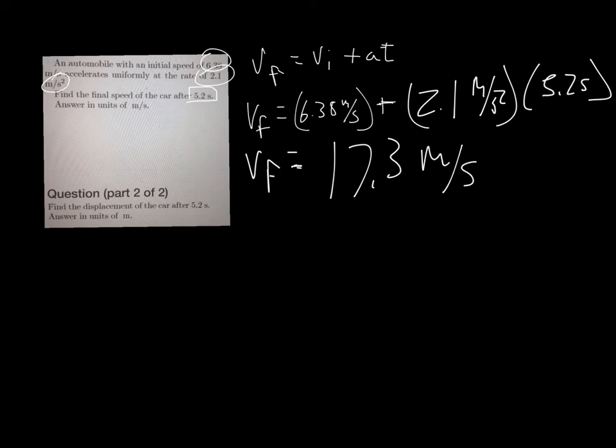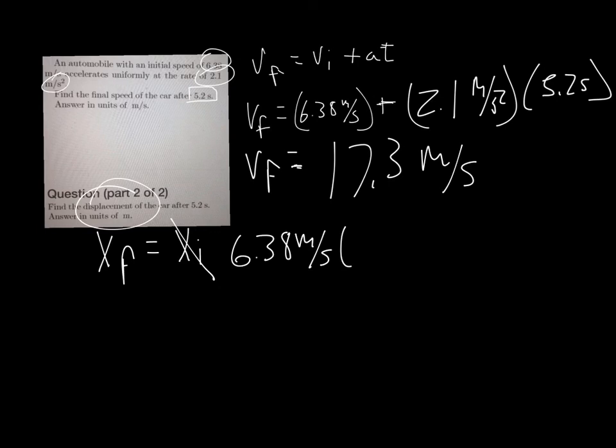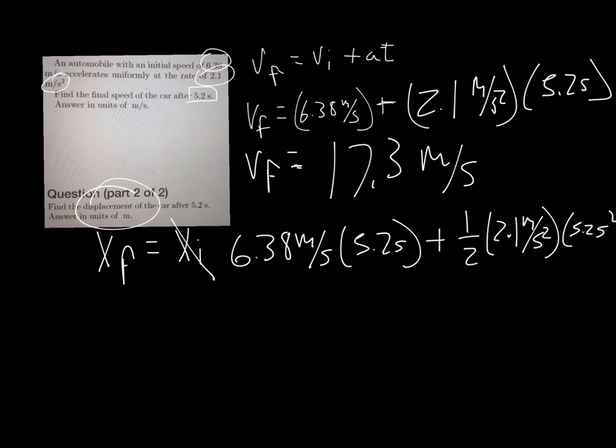meters per second. Now it also wants you to find the displacement, so we're going to use XF. We do not have an initial position, so it goes away. Your initial velocity was 6.38 meters per second. We're going to times that by your time of 5.2 seconds, and we'll add in 1/2 of the acceleration of 2.1 meters per second squared times the time of 5.2 seconds squared.